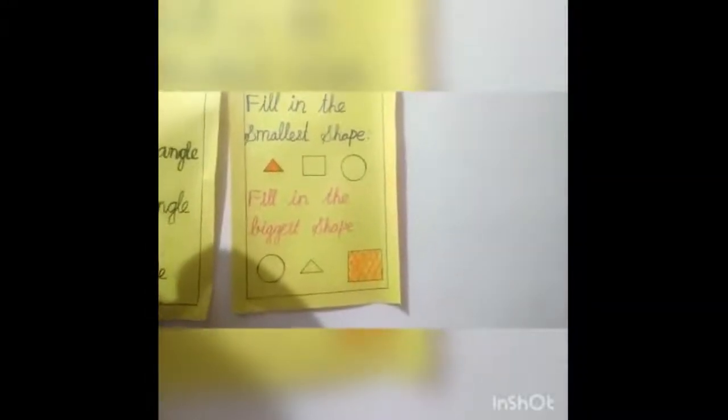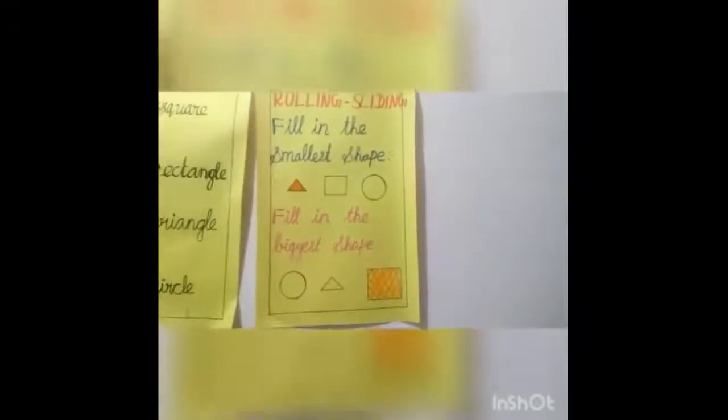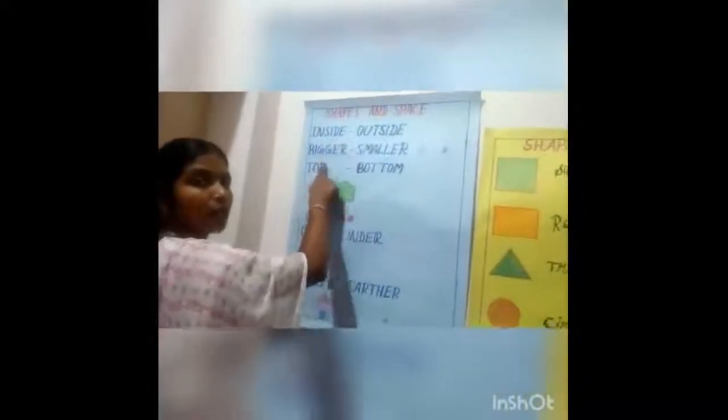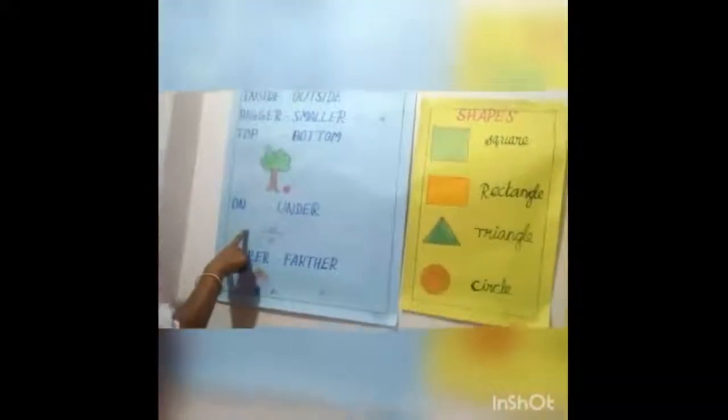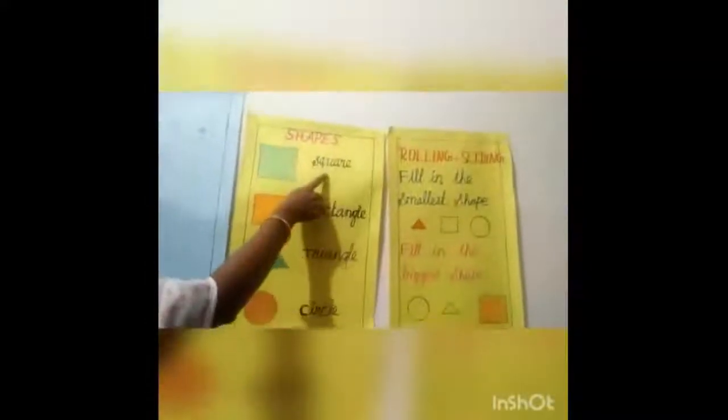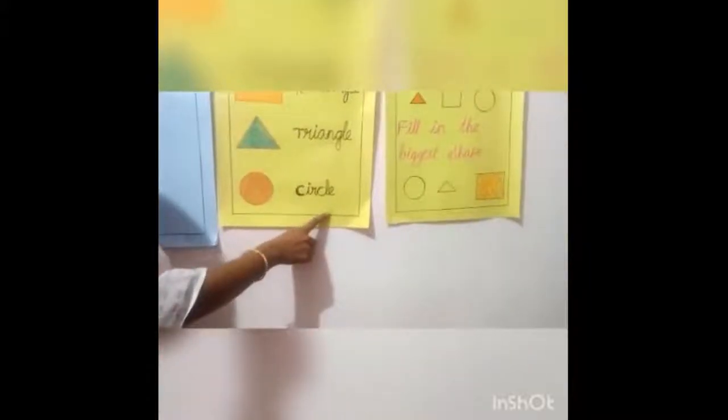Okay. Once again, I recall this chapter. Listen, children. Shapes and space. Inside, outside, bigger, smaller, top, bottom, on, under, nearer, further. Next, shapes. Square, rectangle, triangle and circle. The last one is rolling and sliding.